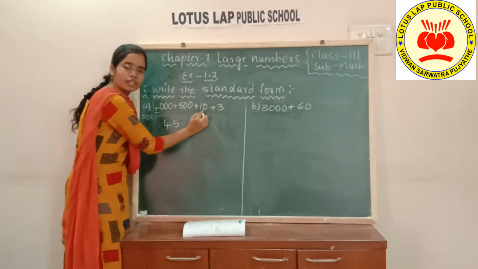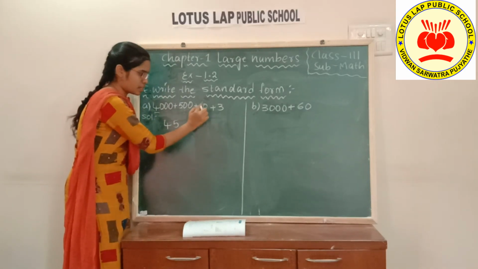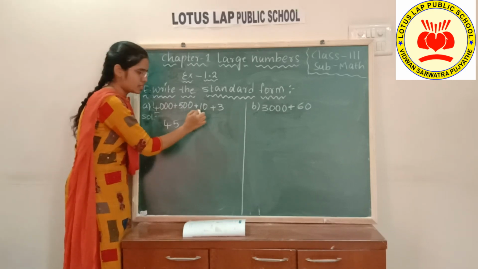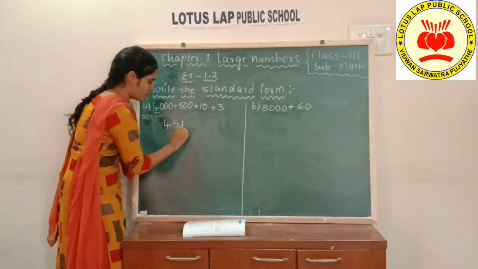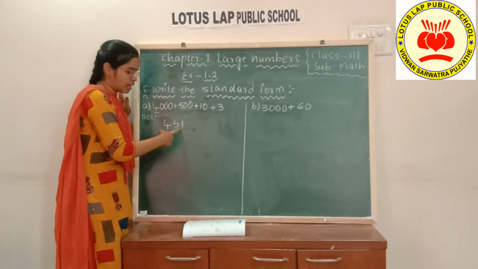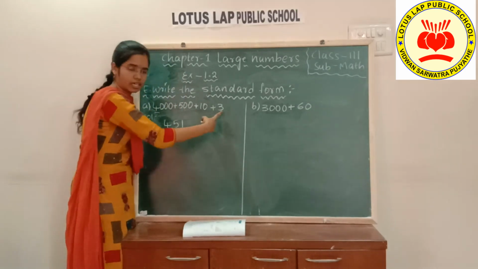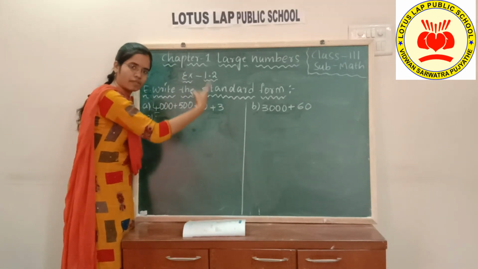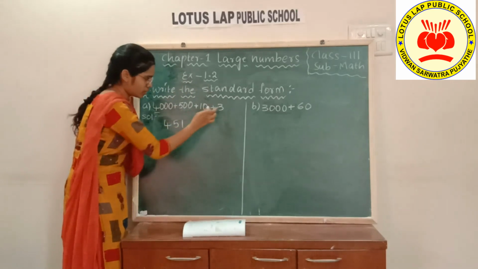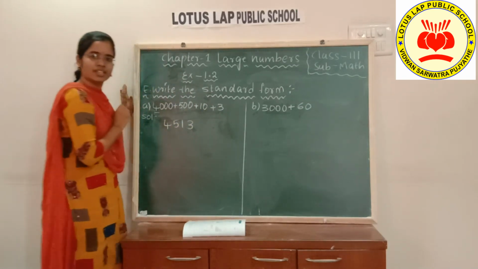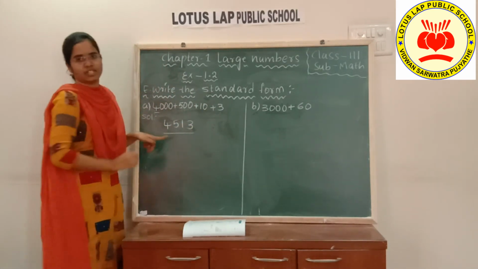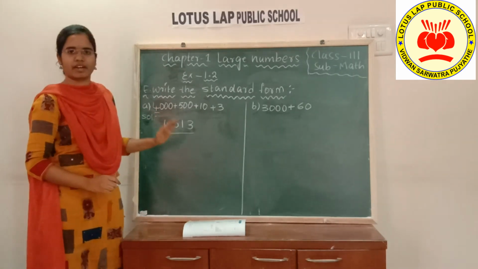Next, 10. 10 is in the tens place. So the first digit here is 1. The next digit is going to be 1, that is in the tens place. Next, the last digit is 3. It is in the ones place. So the answer is 3. So this is the short form of this expanded form.